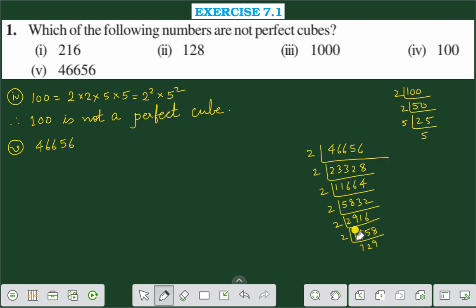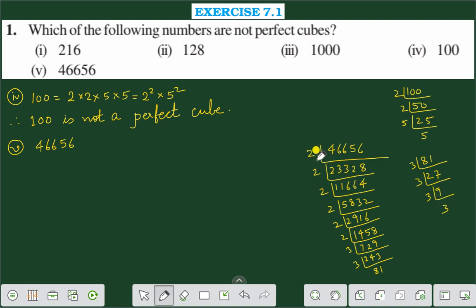If we divide 729 by 3, then we are getting 243. Again dividing by 3, we get 81. Again if we divide 81 by 3, we get 27, and then 9, and 3.